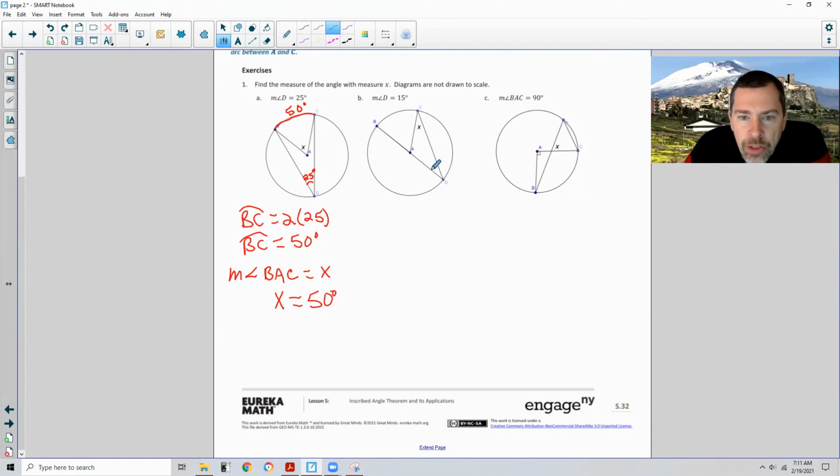Now they're giving us the measure of angle D, which is right here, 15 degrees. That tells me the intercepted arc, because angle D goes up to C and all the way over to B, and since this is 15 degrees, the arc measure is 30 degrees, and therefore this angle is 30 degrees. And we're using prior knowledge now. This is a straight angle, 180 degrees. So if BAC is 30, then CAD has to be 150 because they need to add up to 180. And now we have 150 and 15.